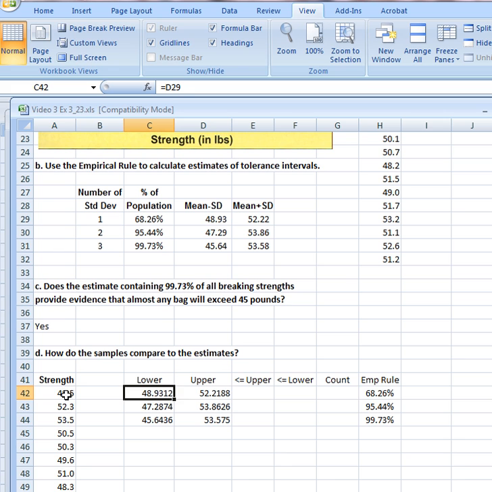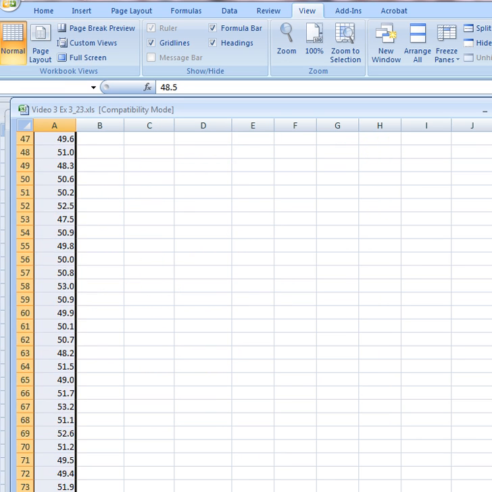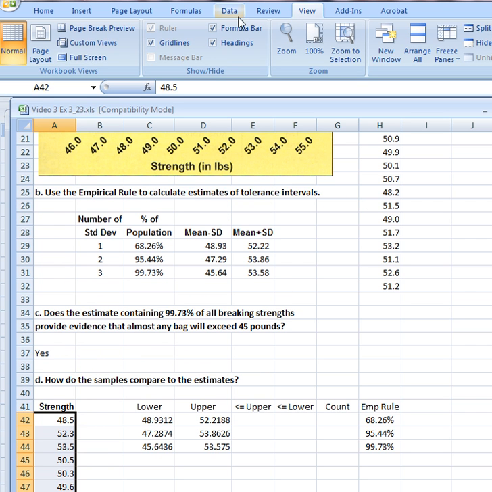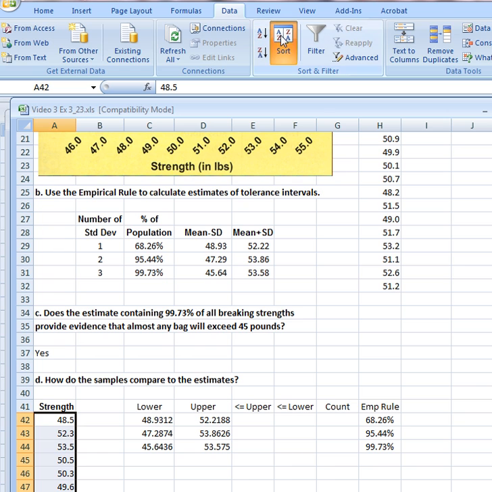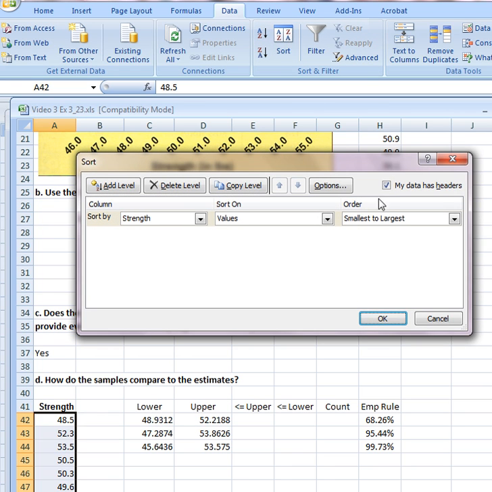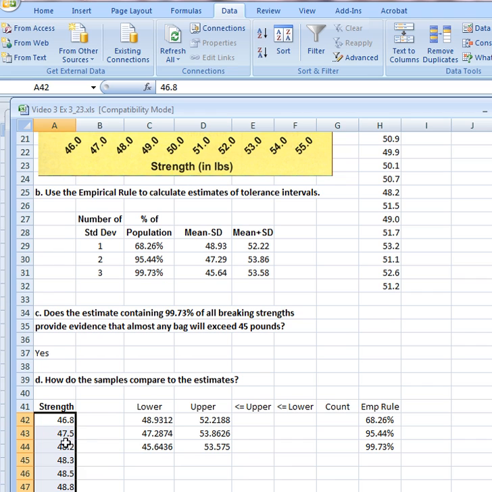Now, one way to do that is we could go in here and select all those numbers like that, and then come back up here and do data, sort, and let's sort that on strength. All right. So the smallest one was 46.8. So 48.93, 48.8. So those 1, 2, 3, 4, those 6 values are less than our lower limit. We could go do the same thing for the upper limit, but you know, that's a lot of work.